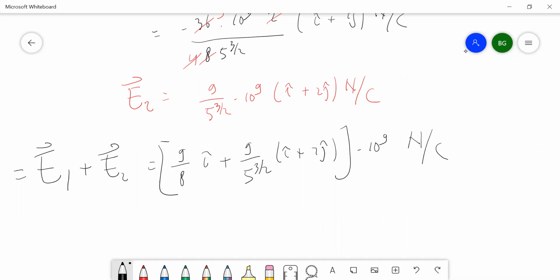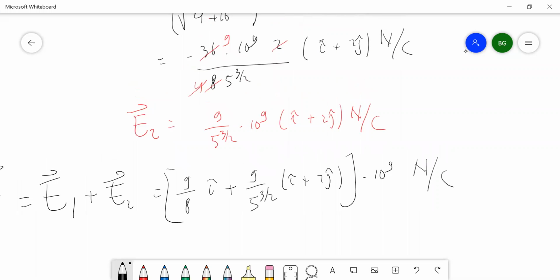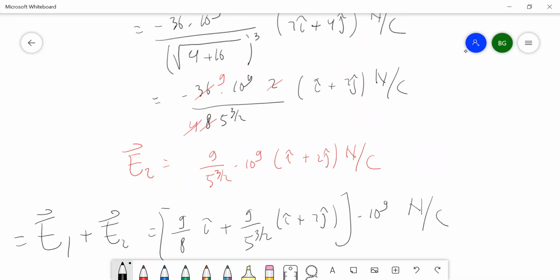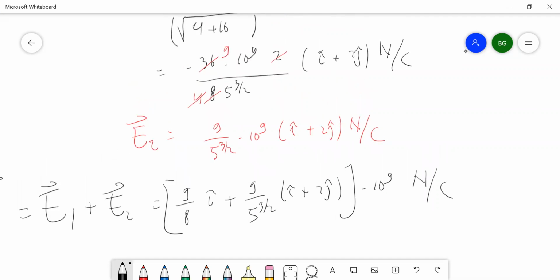Sir, I have a question. For E2, why didn't you write the negative sign? So negative. Oh yeah, sorry, I forgot. Yes, this one. Thank you also. Any question or correction?